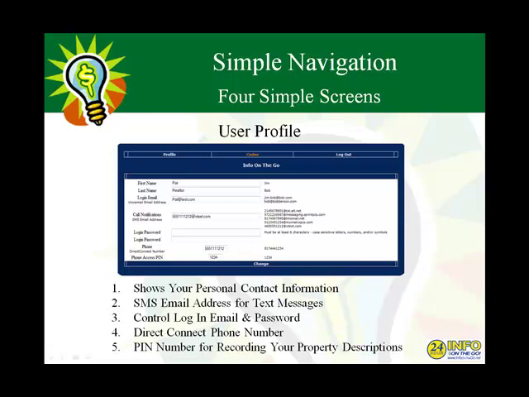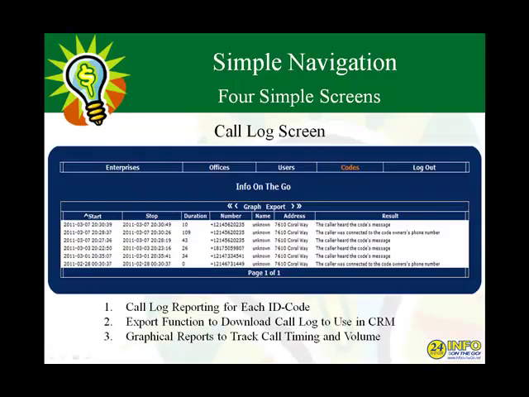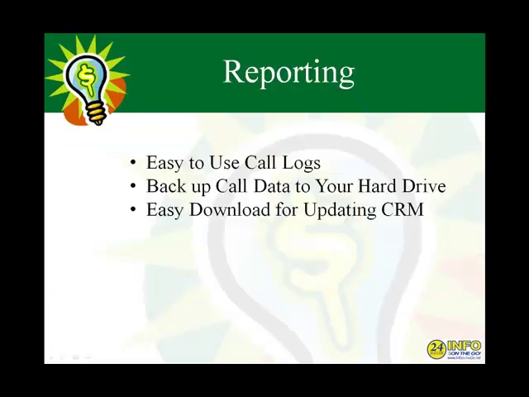Very simple, very straightforward. The last screen is what we call the call log screen, and this is very simple. This is where you look at the call log for who has called and when they called and the duration of that call when they called your ID code. The export function on this, we also see that you can download, and graph functions so you can see call times and look at those types of things to track results in each of your ID codes. So that's it. There are 4 very simple screens.